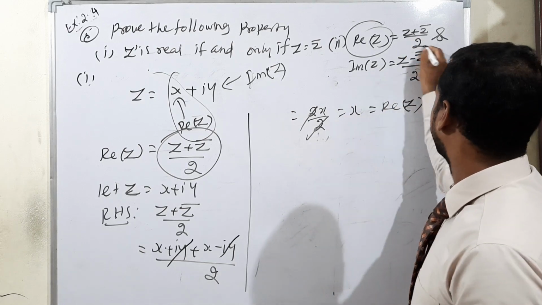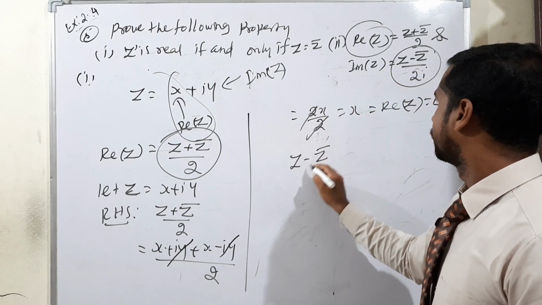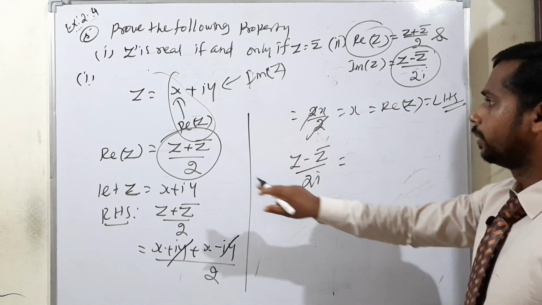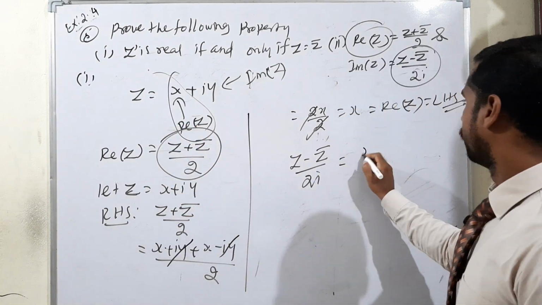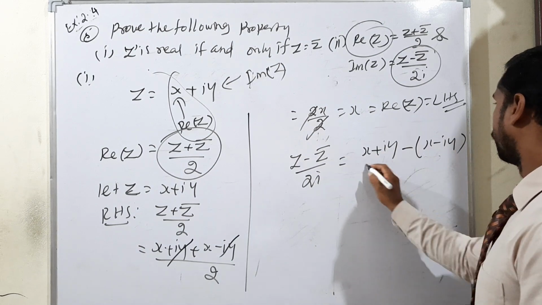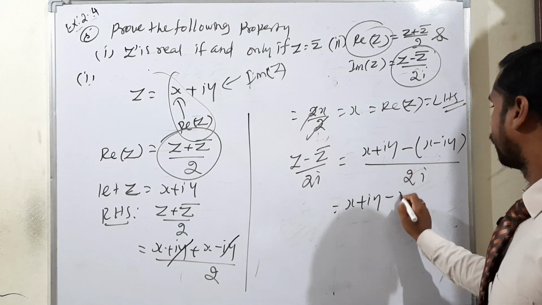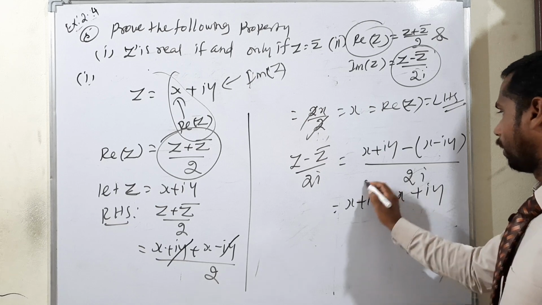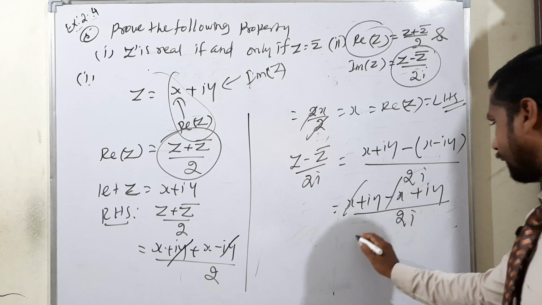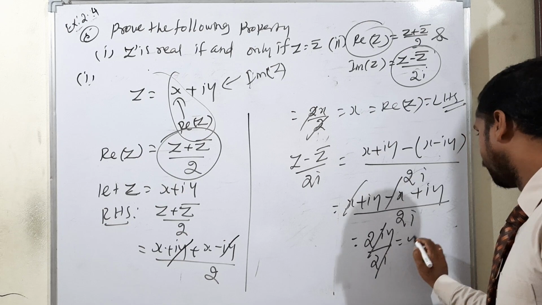What is the second part actually? Here also I am considering the RHS first. What is the RHS part? z minus z bar by 2i, isn't it? So z minus z bar means what? z is x plus iy, and z bar is x minus iy, divided by 2i. Then x plus iy, removing the bracket, minus x plus iy. Here plus x, sorry, divided by 2i will come. Again x minus x will cancel, therefore 2iy divided by 2i. Again 2 cancels, and we get y.